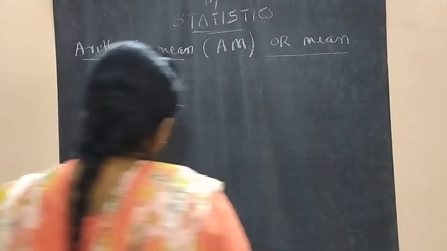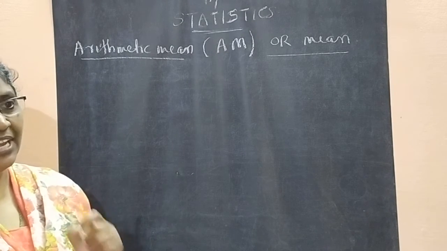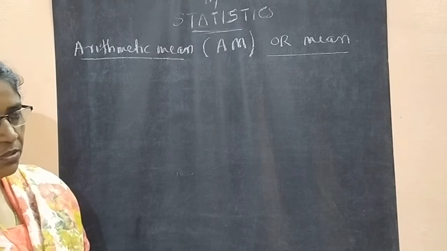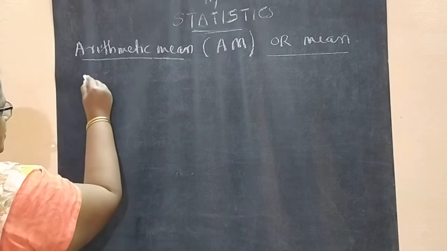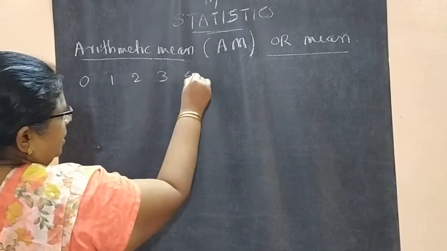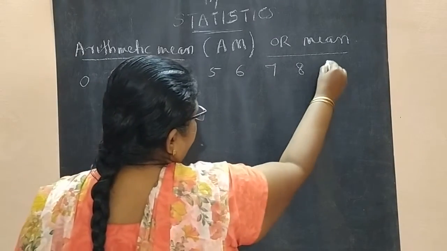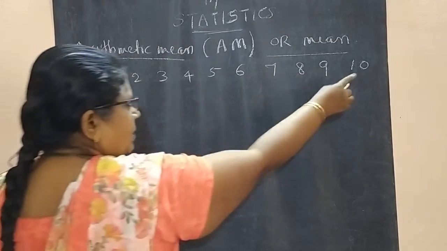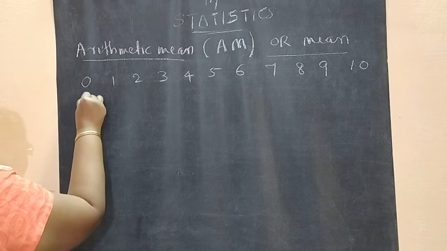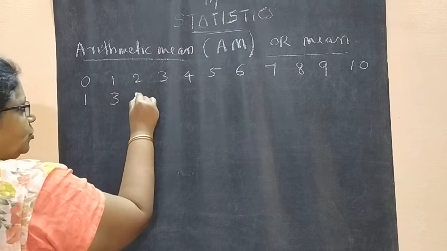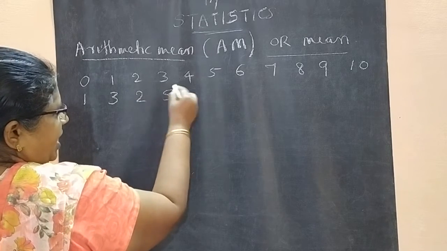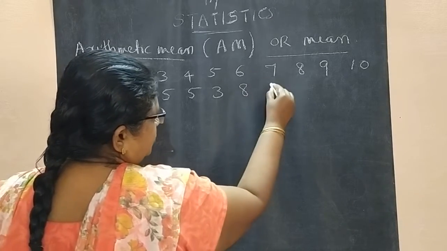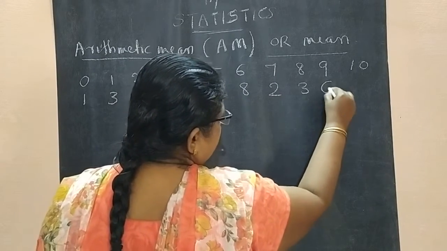Now, suppose I conduct a slip test out of 10 marks for 14 children in a class. The varieties of marks are 0, 1, 2, 3, 4, 5, 6, 7, 8, 9, 10. Some children may get 0, some may get 1, some may get 2, some may get 10. Suppose one child got 0, 3 got 1, 2 got 2, 3 got 3, 5 got 4, 5 got 5, 3 got 6, 8 got 7, 2 got 8, 3 got 9, 1 got 10.